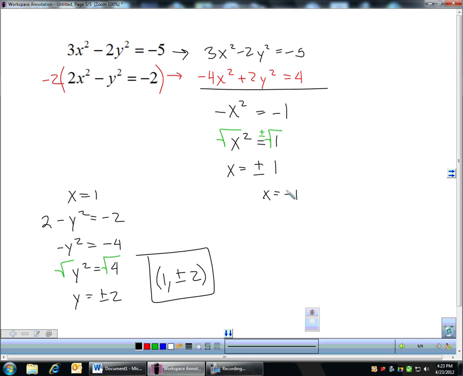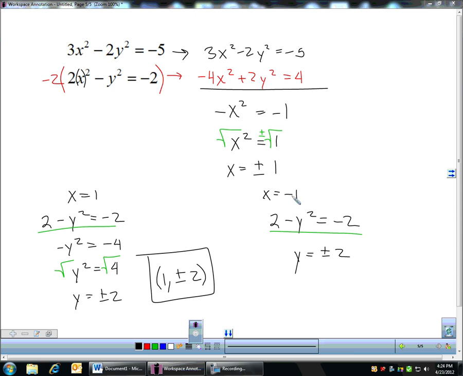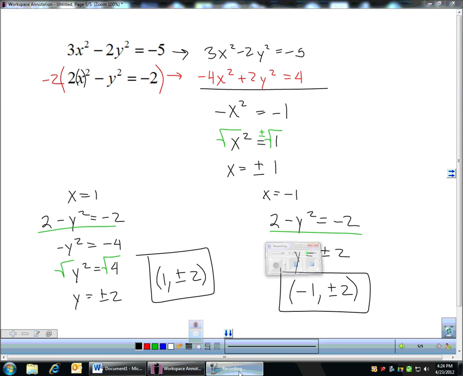Same thing when I plug in -1. 2 times -1 squared is +1. This would be 2 minus y squared equals -2. And this one's kind of neat because once I plugged in my -1, I got the exact same equation over here, so I'm going to skip that extra step. I know that y is going to end up being plus or minus 2 here as well. The only difference is my x is -1. So my other solutions are -1 and plus or minus 2. So there we go. We'll hammer this out more in class tomorrow.